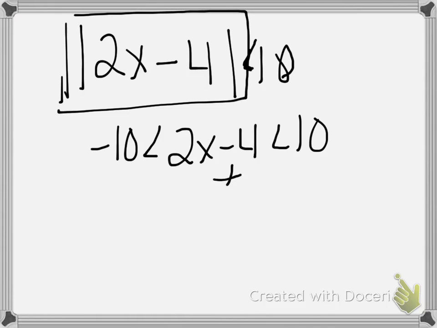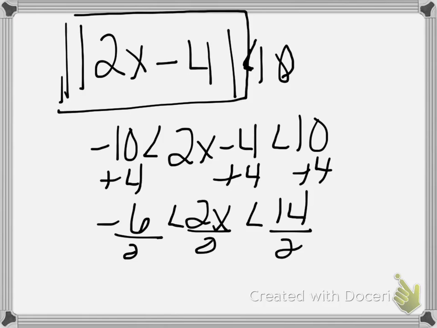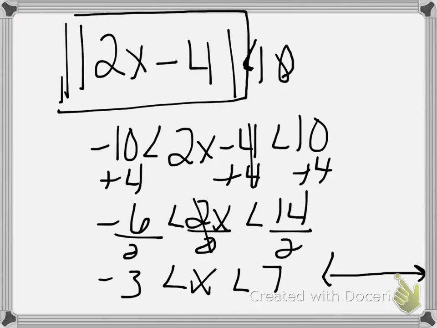So we're going to add 4 to all 3 parts. That gives me -6 less than 2x less than 14. I'm going to divide everything by 2. That's going to be -3 less than x less than 7. And again, we're going to graph. So it's negative 3, positive 7, open circles, and we'd be shading in the middle.